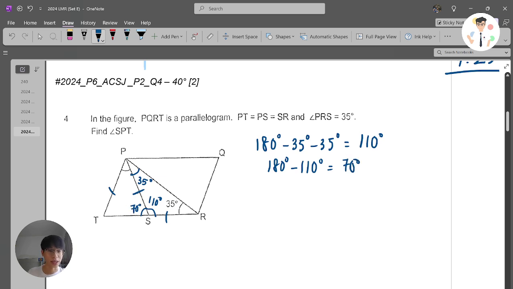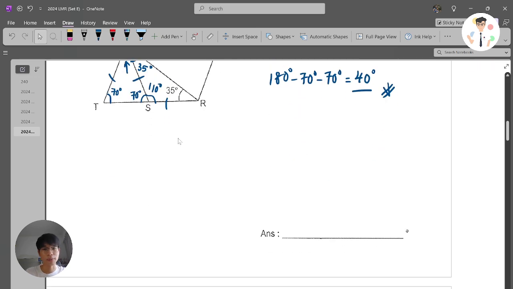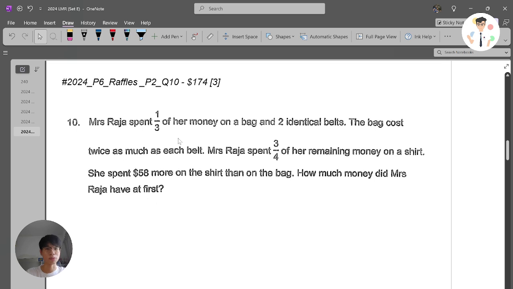Again, I know the length here and here are the same, so here will also be 70. And of course, I can find here by using 180 minus 70 minus 70, which is equal to 40 degrees. Simple. It's a very simple angle question. Nothing hard, nothing difficult. Okay, so let's move on to our next question, which will be a bit more interesting, which is about a word problem.